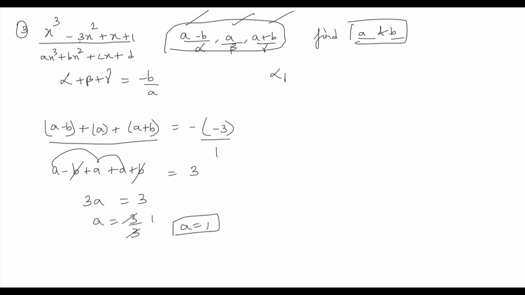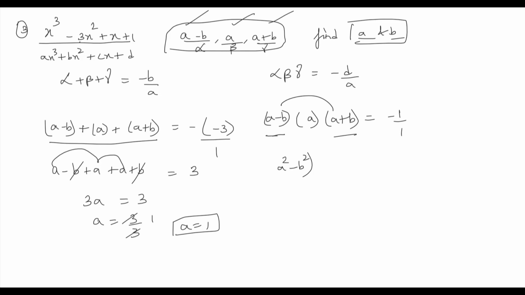To find the value of b, we'll use the product of zeros, that is alpha beta gamma, which is equal to minus d by a. So alpha here is a minus b, beta is a, and gamma is a plus b. So that is equal to minus d by a, which is -1 by 1. On further solving, a plus b into a minus b gives us a square minus b square, which is multiplied by a, and you get -1. a into a square is a cube, minus a into b square is ab square, which is equal to -1.